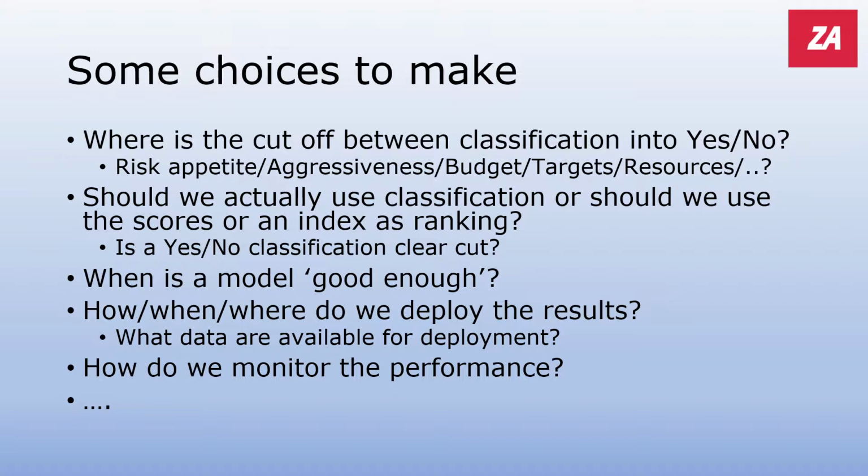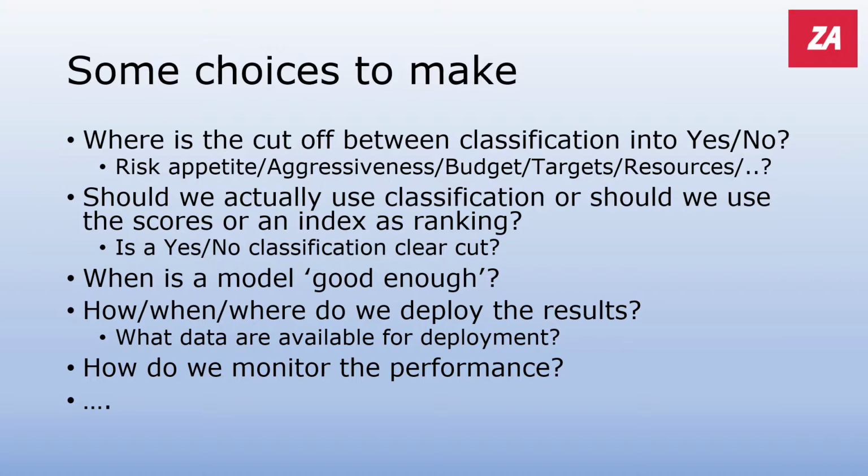Should we actually use classification, or should we use the scores as an index or ranking? Is a yes/no classification clear cut? Is it clearly a matter of determining yes/no, or is it a different treatment, that if I have a credit risk of 10% in a segment, I will treat them differently than if they have a credit risk of 50%, and I will treat them differently, especially if they have a credit risk of less than 1%. So is the yes/no classification clear cut?